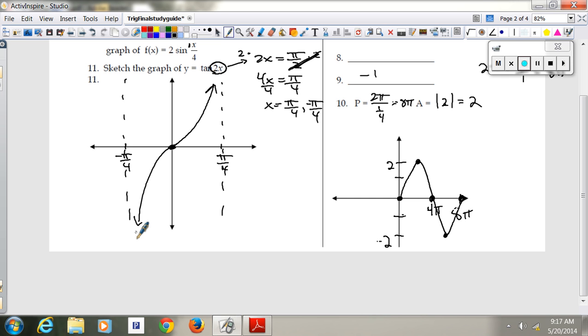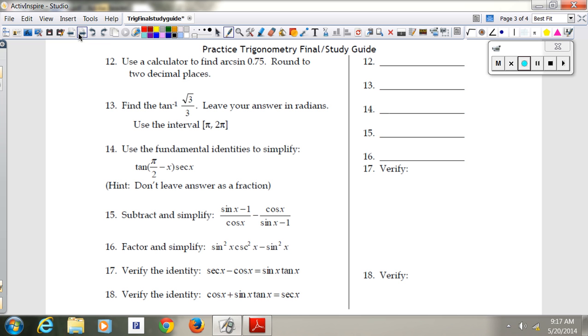Why did I put pi over 2? Because that. All right, moving back on. Here we go. Number 12, use a calculator. Now your hint here is the word arcsine. It means what kind of mode should we be in? Radian mode. So you're going to want to get your calculator and turn to radian mode.